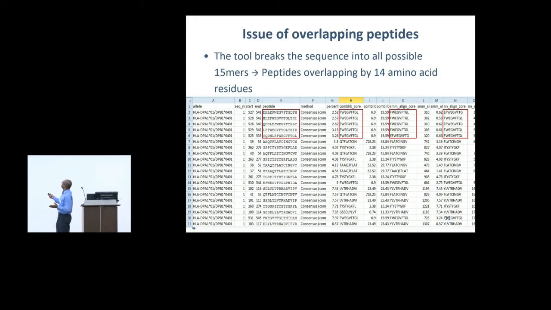For example, if you look at these top peptides, they start at 525, 26, 27, 28, 29. So all these peptides come from the same region. So it's kind of redundant. You don't need to synthesize all these peptides. So what we propose, and this is because they all share the same binding core.